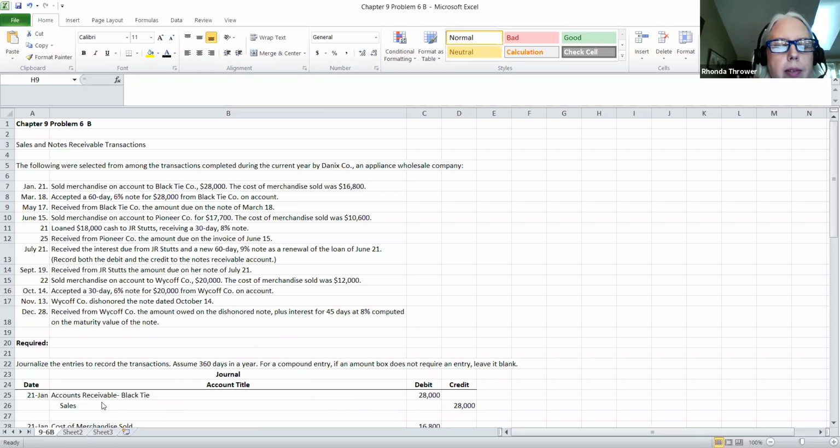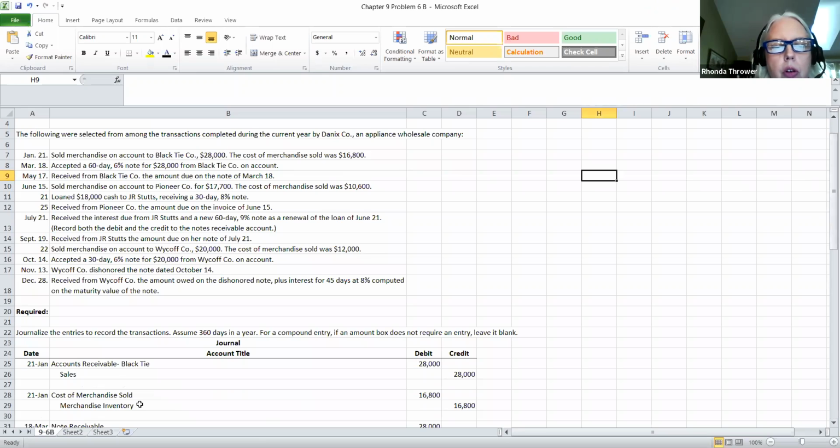Because we're selling merchandise to the Black Tie Company, we're going to credit our sales, which is a revenue account, for $28,000. The cost of the merchandise sold was $16,800. So we will debit our expense account called cost of merchandise sold, and we would credit our asset account, merchandise inventory, to reflect that the merchandise inventory has left the store and is off the shelf. So the amount was $16,800. Again, these first two journal entries from the January 21st transaction should be a review for you.